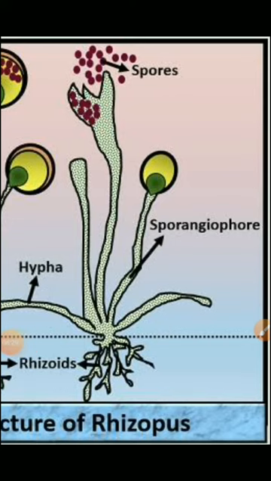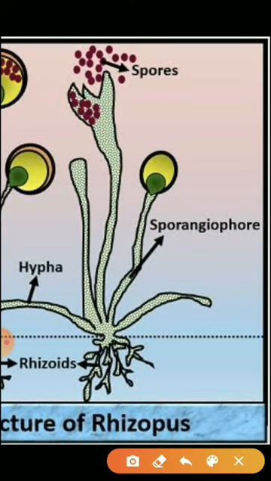Come to the second type of spore, that is sporangiospores. These are non-motile and non-flagellated thin-walled spores that are formed inside the sporangia in a large number. These are also called endospores. These are dispersed by wind and germinate into new mycelia. These are formed in Rhizopus and Mucor.